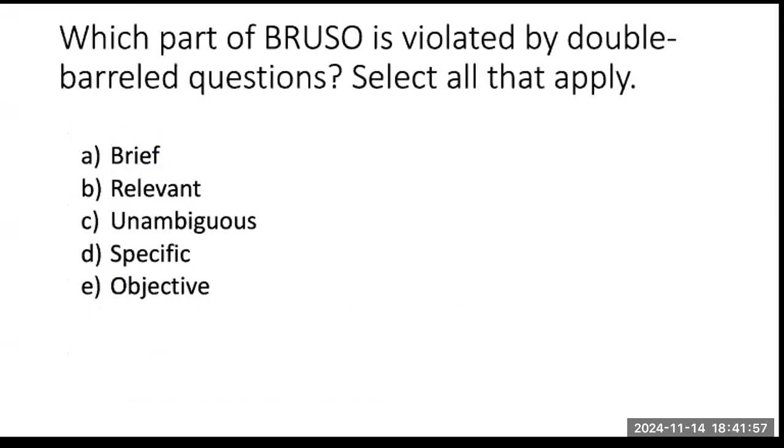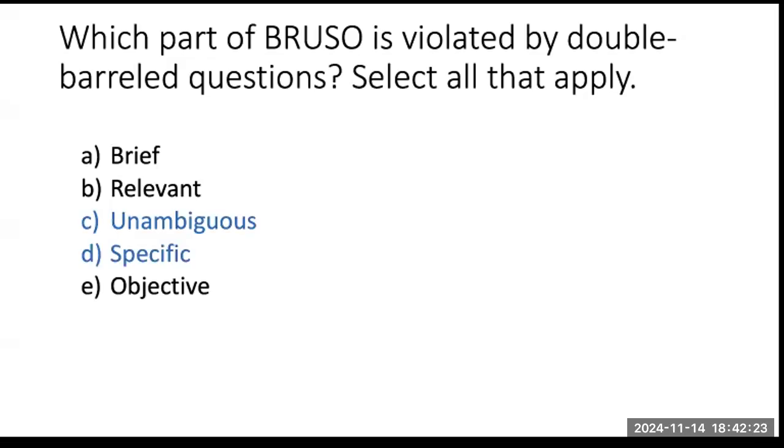All right, go for it. Which part of Brusso is violated? I kind of gave the answer to this already, by double-barreled questions. So is it being brief, relevant, unambiguous, specific, or objective? And it's more than one answer. It violates being unambiguous and specific.